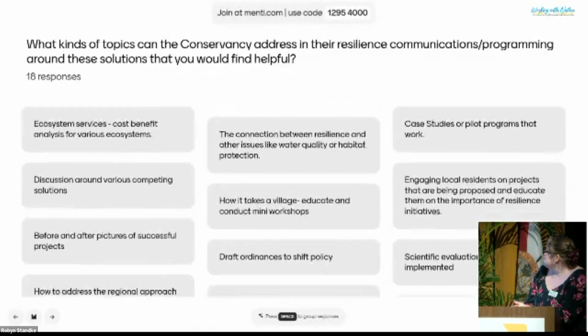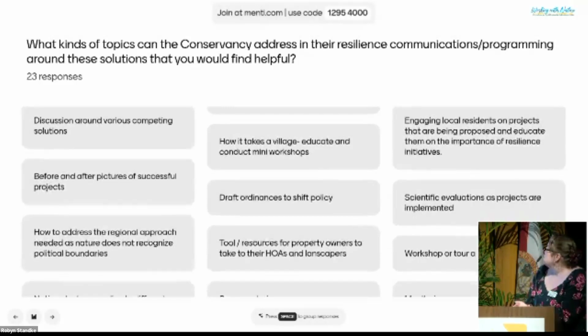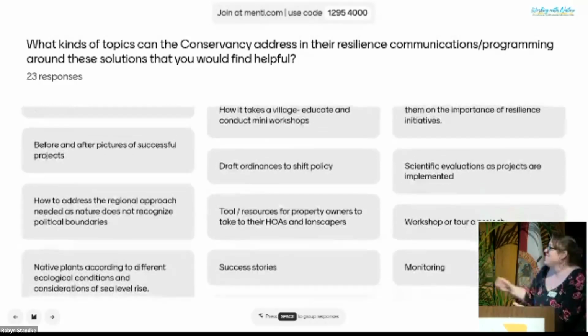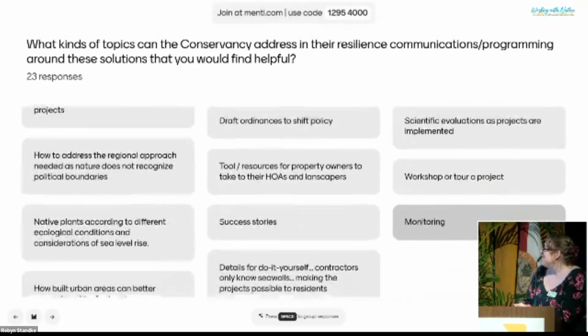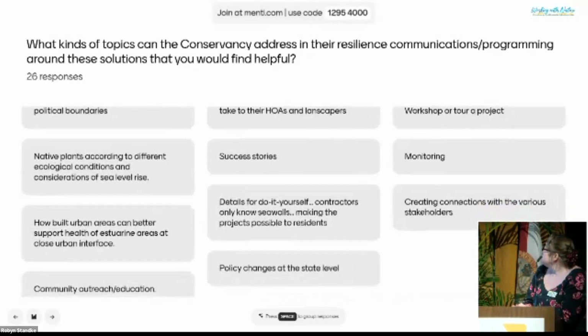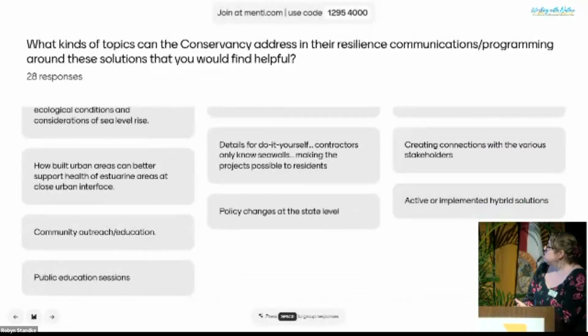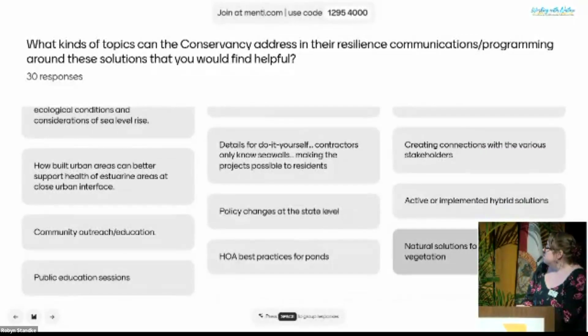Mini workshops, evaluations. So again, speaking to that importance of monitoring. Monitoring. Okay, success stories. Details for do-it-yourself, contractors. Okay. Creating connections with various stakeholders, policy changes at the state level. Okay, we'll leave this up for just a couple more. Okay, active or implemented hybrid solutions. All right, we'll wait for a couple more of these to come in.